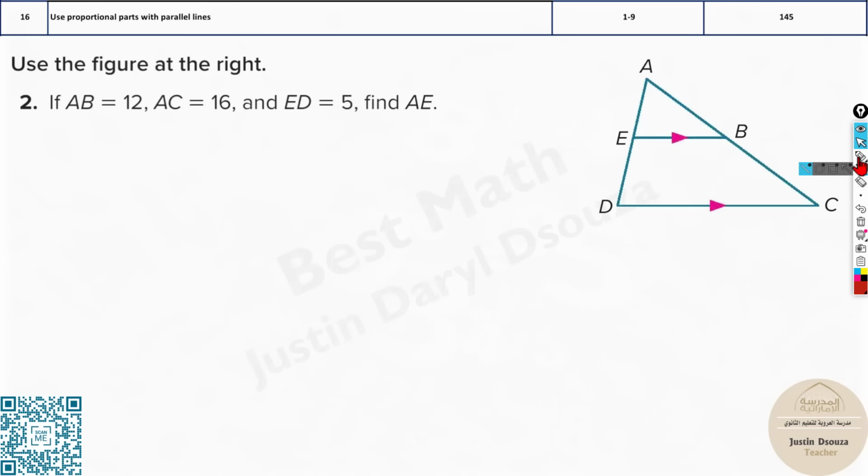And what about this one here? Same figure, but the values have changed. Now AB is known to be 12 and the AC value, which is the total length, is 16.